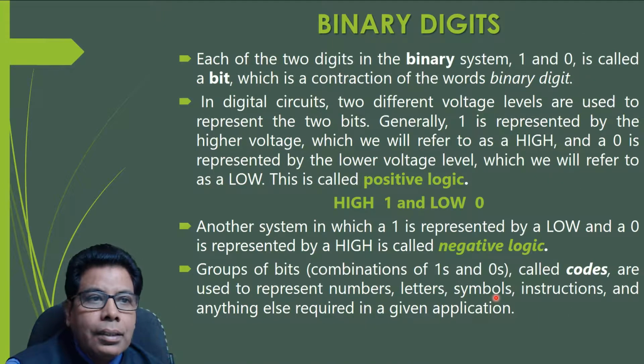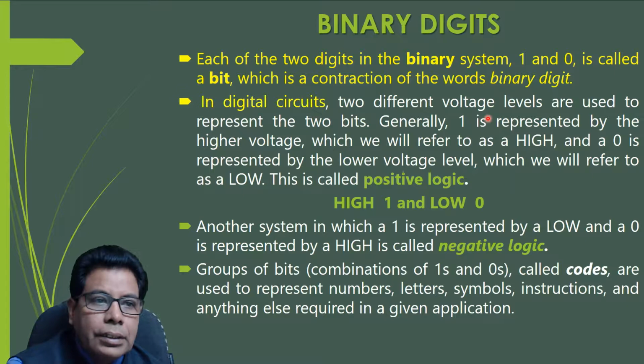Then binary digits. Let us see what a binary digit is. So each of the two digits in the binary system. When we say binary, it means two. So it has two digits, 1 and 0. Each digit is called a bit. That is nothing but the binary digit. So this bit is a short form of binary digit.